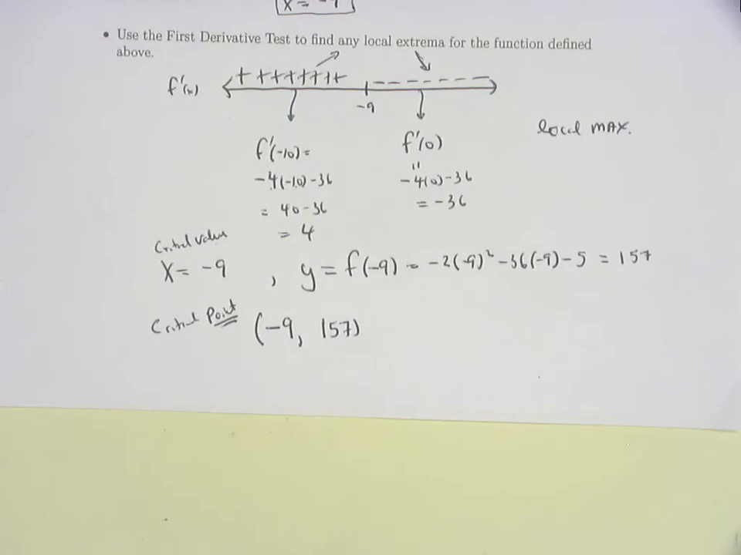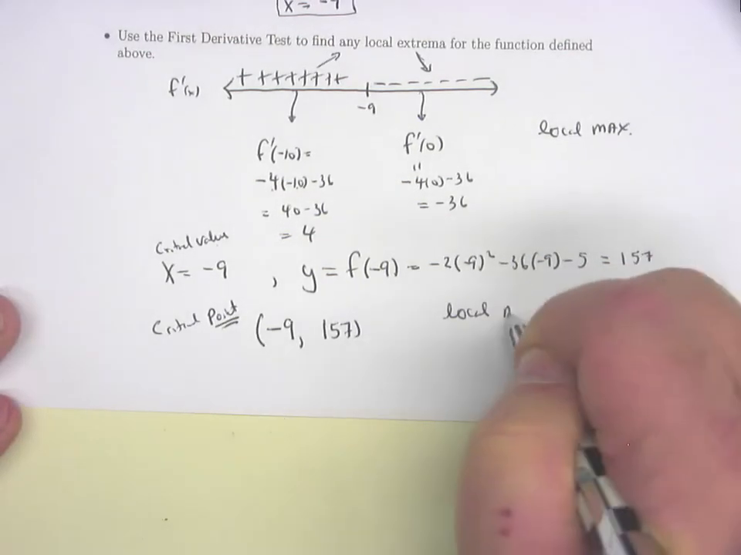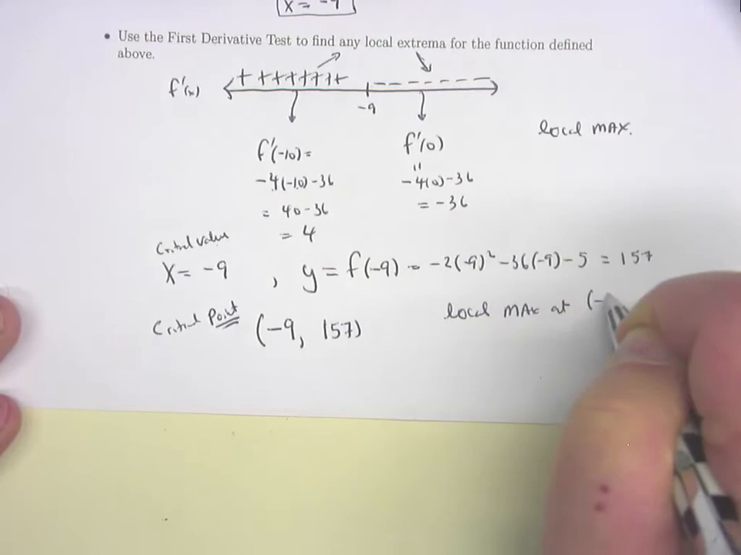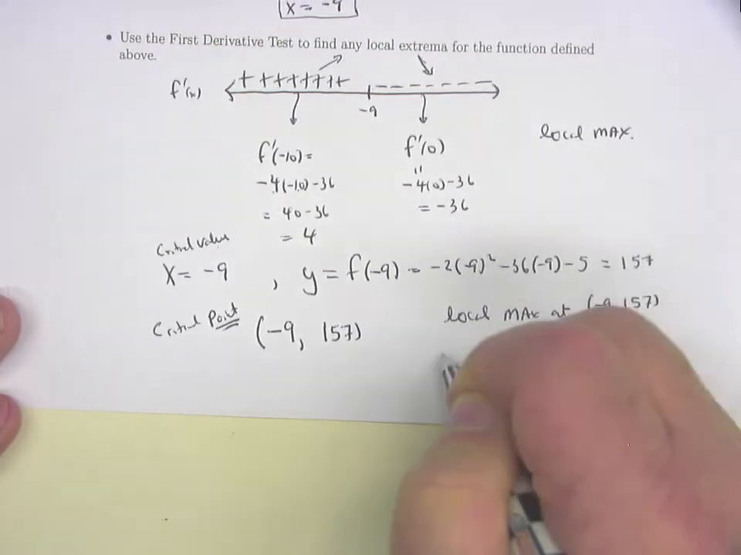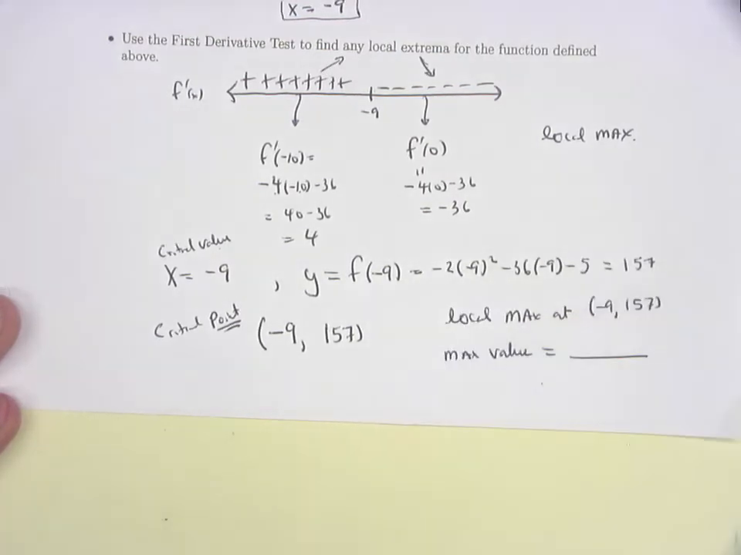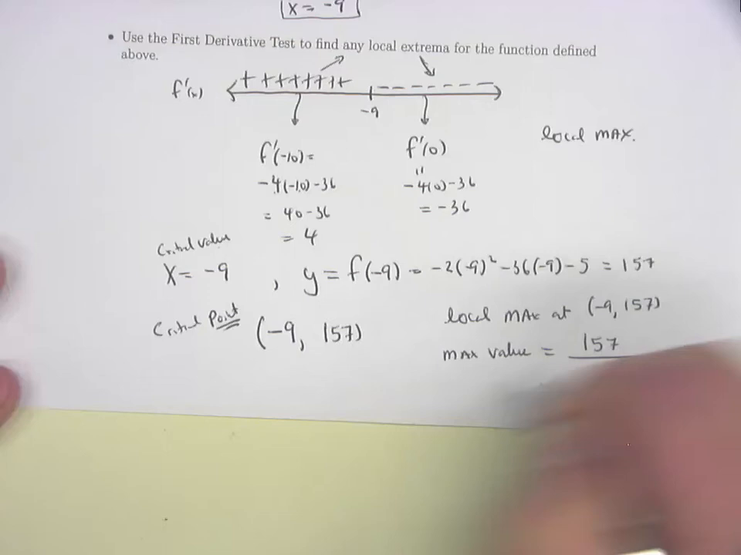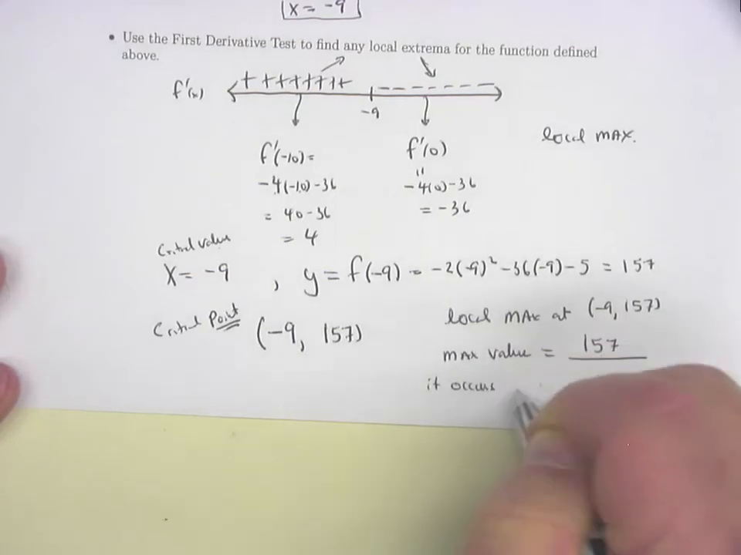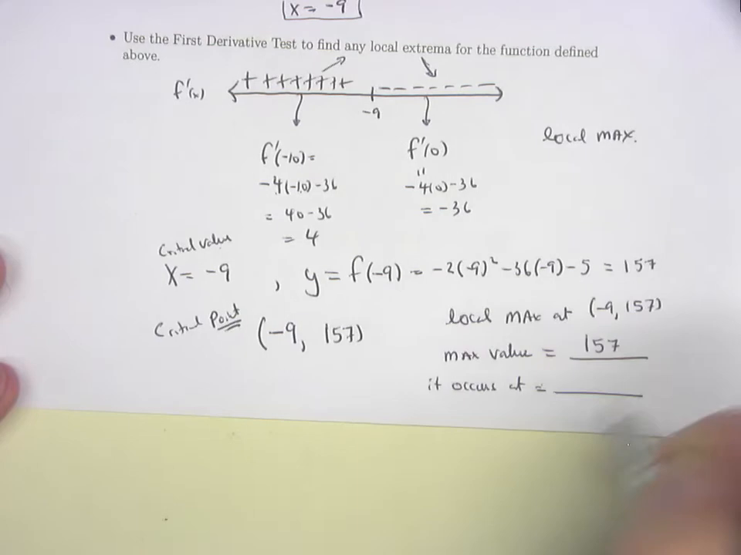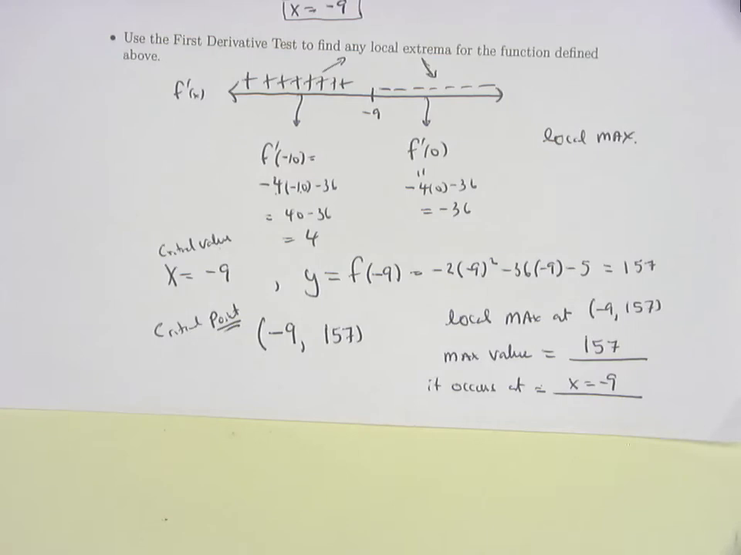So, to answer the question, we have a local maximum at the point negative 9, 157. What would be the maximum value of this particular function? When you hear the word value, what are you going to give me? The y coordinate. What is that? 157. It occurs at, you give me the x coordinate, x equals negative 9. It occurs at negative 9. The value is 157.